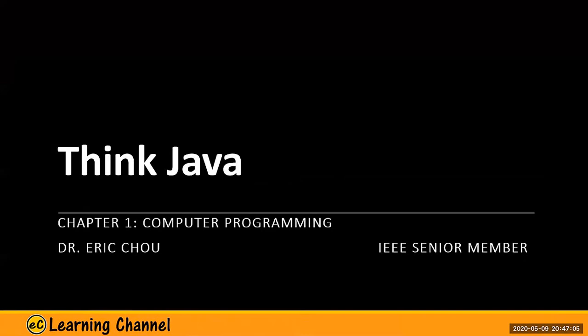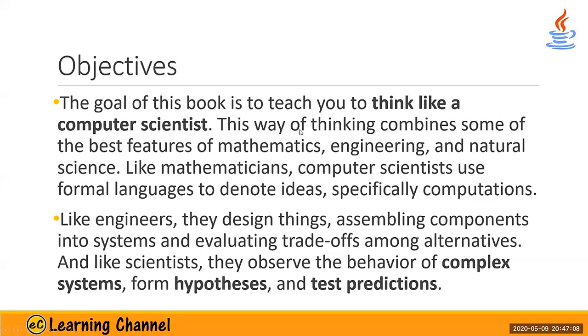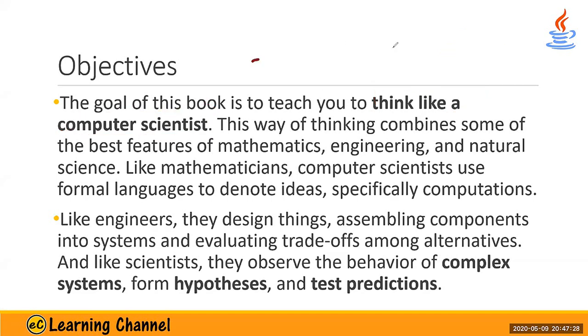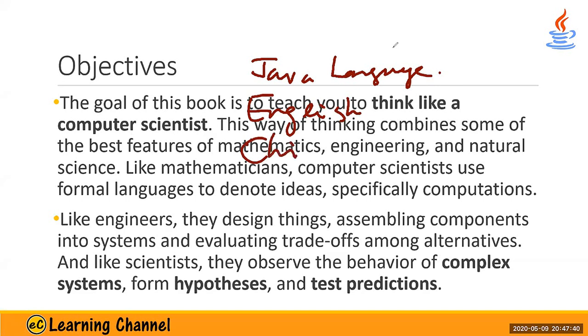Yes. So now I'm going to do chapter one, Sync Java, okay? So this is what we want to learn. The goal of this book is to teach you how to think in Java. Think like Java, think like a computer scientist, in Java, okay? So the first thing I would like to say is Java is a language, just like English is a language. Just like Chinese is a language, or maybe also like Japanese is a language.